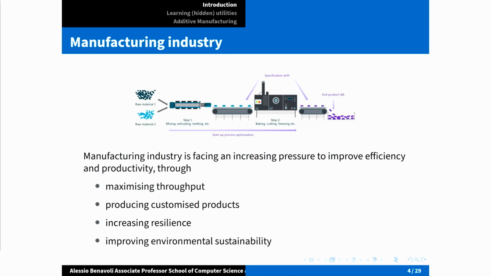Let me give you another motivation, which is the main application area: what we call smart manufacturing. Baking is an example of manufacturing. In manufacturing, we want to make products. We have some machines and some raw material, we process it, we get some product, and we want to optimize this. We want to be fast, produce customized products, increase resilience, and improve sustainability. So these are our goals, and we want to find the best parameters to achieve them.